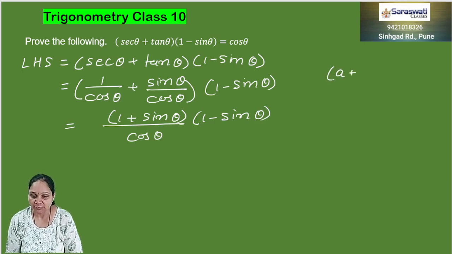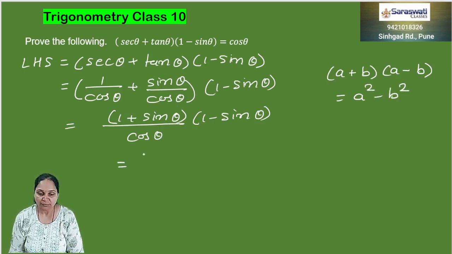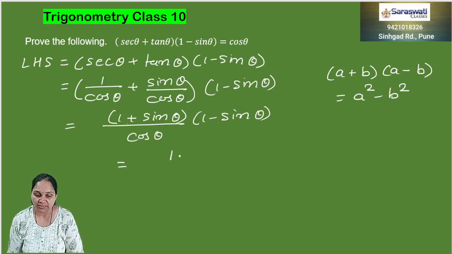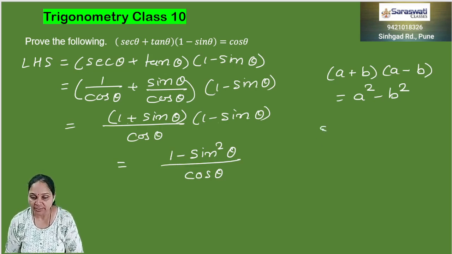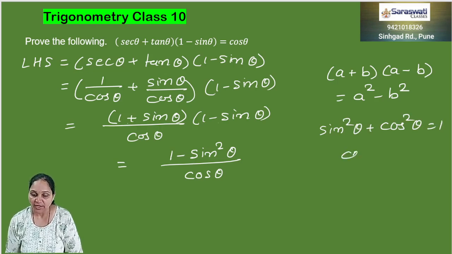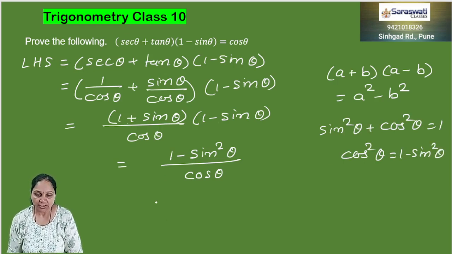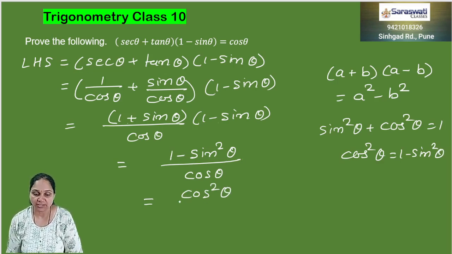Again here we have two brackets in this form, a plus b, a minus b, which is equal to a square minus b square, and therefore (1 plus sin theta) into (1 minus sin theta) is 1 minus sin square theta upon cos theta. Now we know the identity, sin square theta plus cos square theta is equal to 1, and hence cos square theta is equal to 1 minus sin square theta. So in the numerator write cos square theta. The value of 1 minus sin square theta is cos square theta upon cos theta.